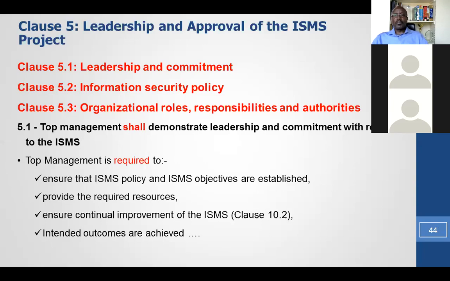Top management shall demonstrate leadership and commitment with respect to the ISMS. How would they do that? We'll be able to see that. Again, they are required to ensure that the ISMS policy and the ISMS objectives are established, and they are required to provide resources. They are required to ensure continued improvement of the ISMS, and they are required to ensure that intended outcomes are met.